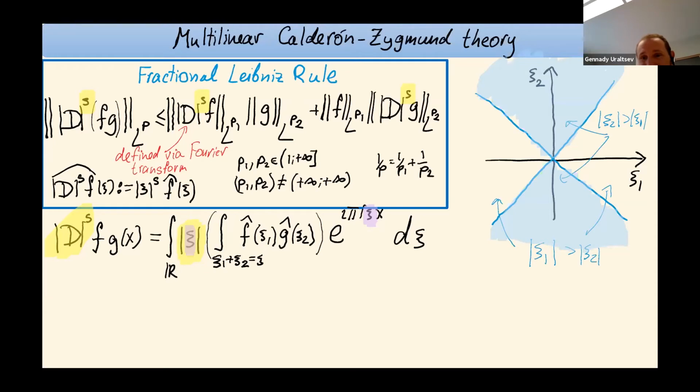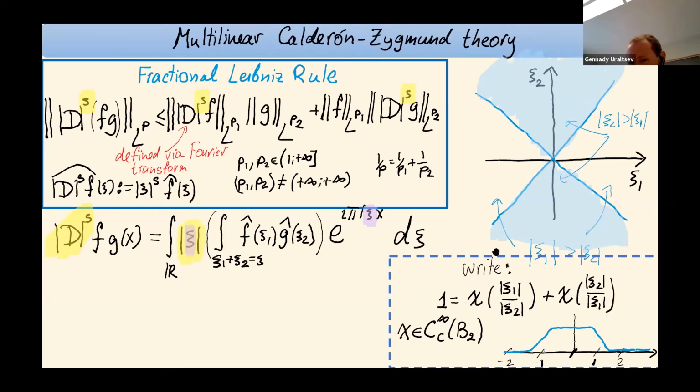So what you do is you look at this plane, and you separate it using some smooth partition of unity into two portions that are associated to cones. Either when one frequency ξ2 is larger than ξ1, or the opposite when ξ1 is larger than ξ2. How do you do it? You choose some kind of smooth cutoff function on the real line, and then you just evaluate it in the quotient of the norms of the two frequencies.